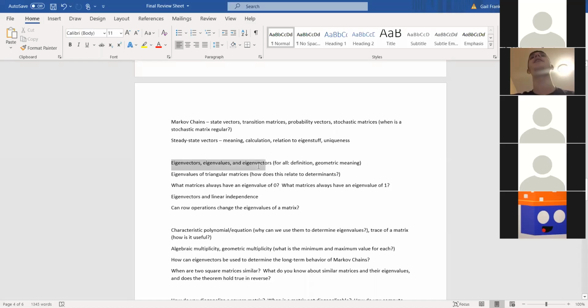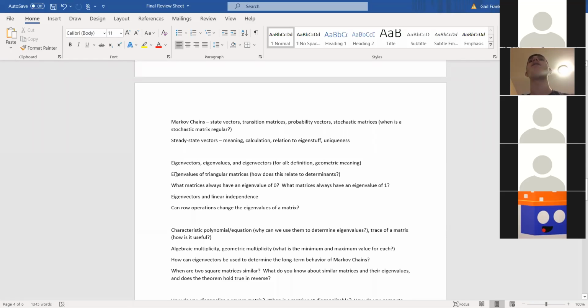So eigenvectors, all the eigen stuff. Remember, an eigenvector is a vector where Av equals lambda v. You can think of it as a vector where instead of multiplying by the matrix, you can just multiply by a scalar, and that scalar lambda is the eigenvalue for that eigenvector. Geometrically, when you apply a linear transformation matrix to a vector, the vector only changes in length. It doesn't change in direction. That's the geometric interpretation for eigenvectors.